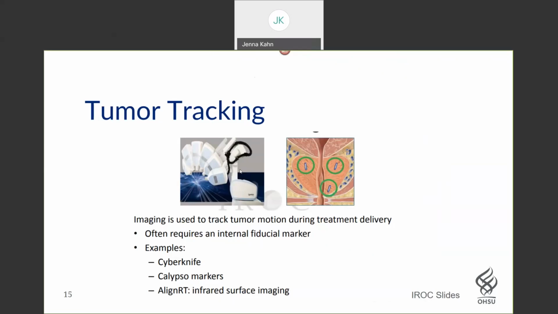There's also CyberKnife, which follows along with internal fiducial markers as internal target motion occurs. AlignRT is an infrared surface imaging system and allows us to track the tumor or the patient as well.